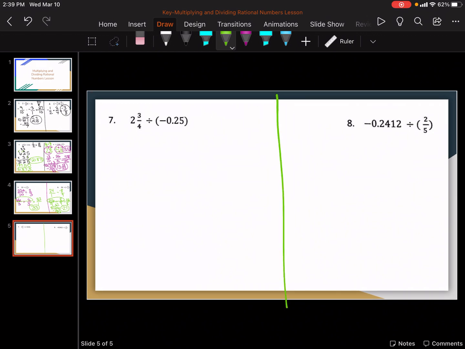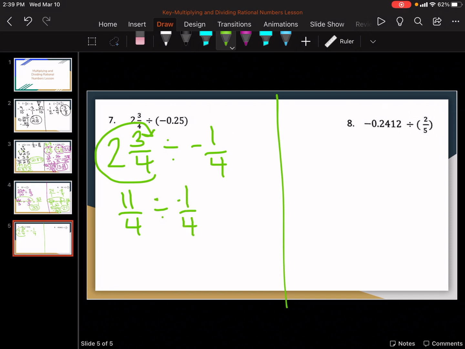Next one, I would go fractions. 2 3/4 divided by negative 1/4. Cartwheel around, 8, 9, 10, 11 fourths divided by 1/4. Negative 1/4 is 11 over 1, so it's negative 11. You could go decimals, 2.75 divided by 0.25, either way.